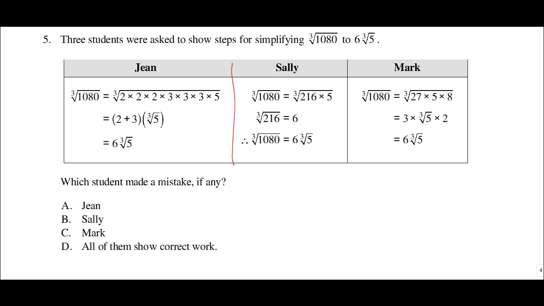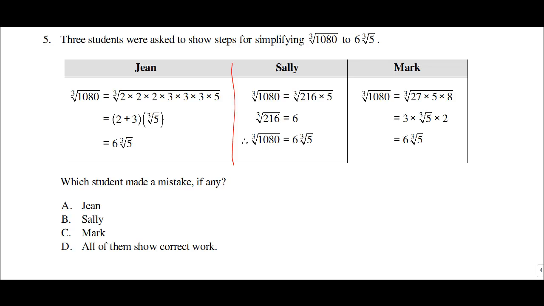Let's start with Jean first, on the left. It looks like Jean has broken this into the prime factorization, 2 times 2 times 2 times 3 times 3 times 3 times 5. At this stage, I'm going to assume that that gives us 1080. That could be a broad assumption, but normally the test maker on something like this isn't going to require that you know that.